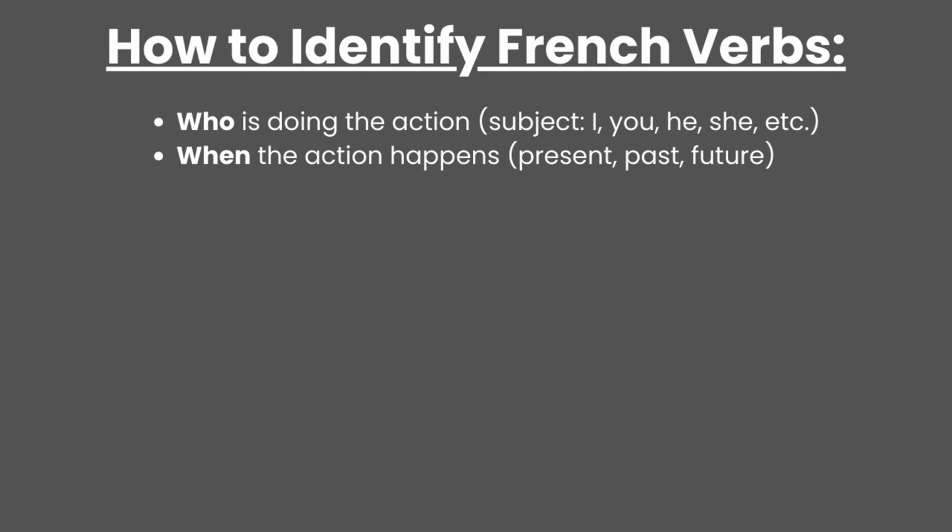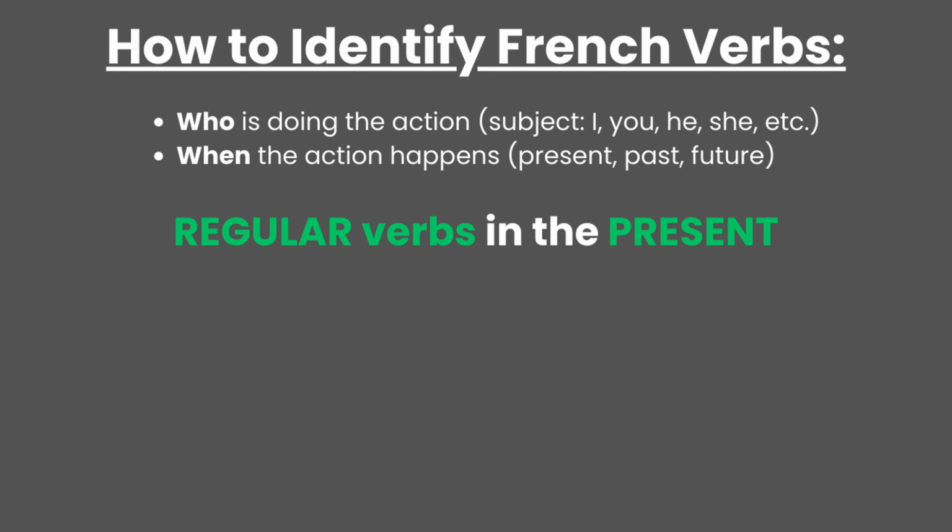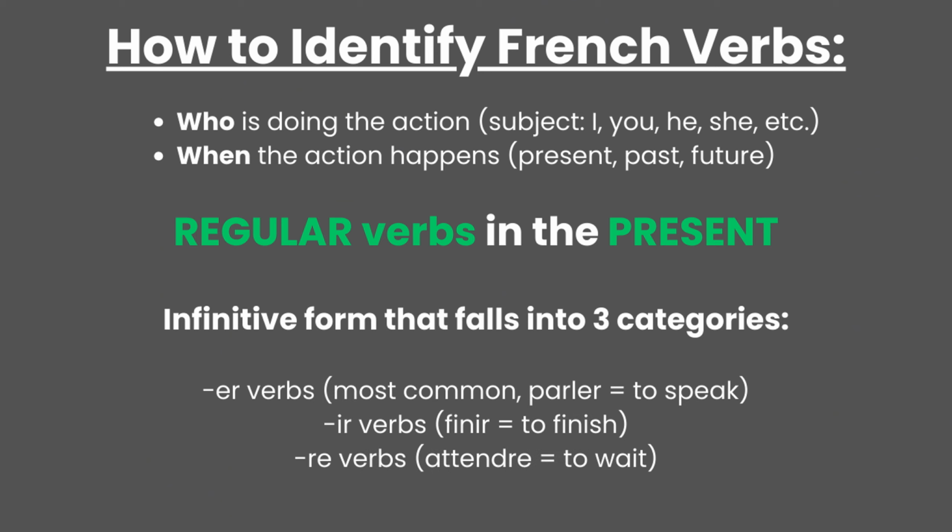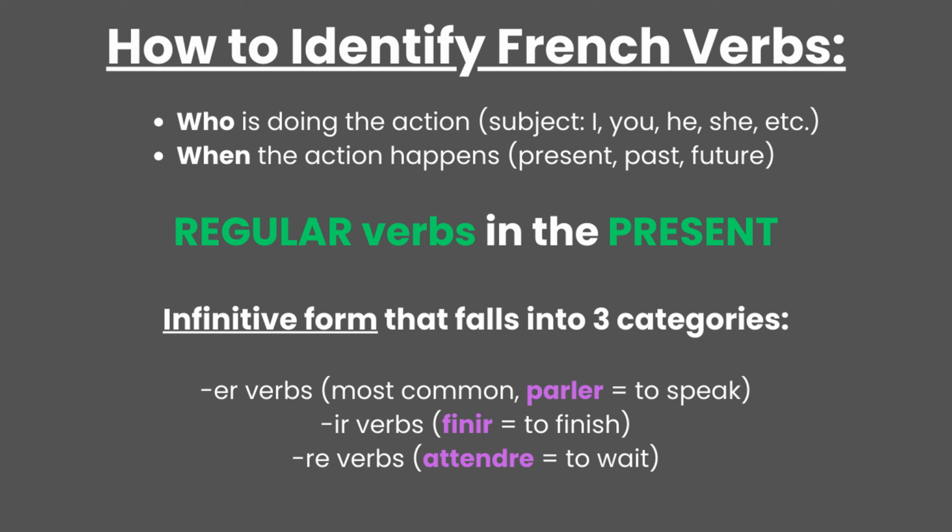For now, we'll focus on the conjugation of regular verbs in the present. Although French has irregular verbs too, those will be shown separately in the next video. So, regular French verbs always have an infinitive form that falls into three categories: er verbs, which are the most common, like parler, to speak, ir verbs like finir, to finish, and re verbs like attendre, to wait. These words are infinitives, the basic form of verbs without conjugation in any tense.